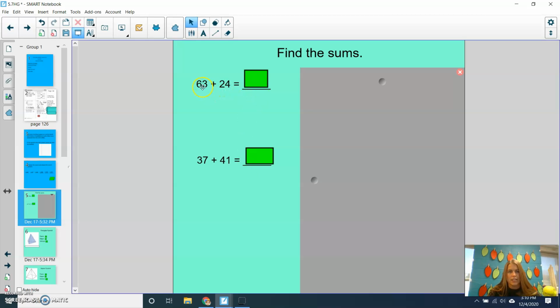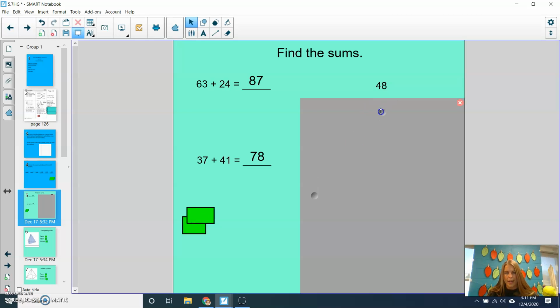All right, second graders. So I know that 60 plus 20 is 80, and I know that 3 plus 4 is 7. So my total would be 87. I'm going to think the same way for my next one. When I'm adding 37 plus 41, I know that 30 plus 40 is 70, and I know that 7 plus 1 is 8, giving me a total of 78.